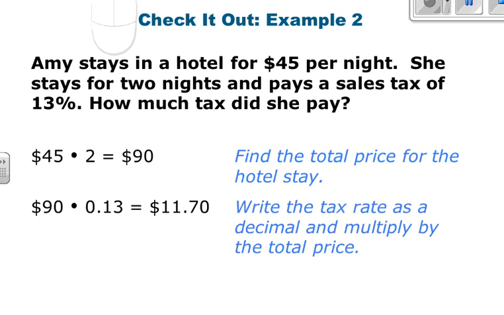Now, like I said, most problems will turn around and ask you what was the final cost. You would take your tax plus the original. So you would add these two together and get something like $101.70.